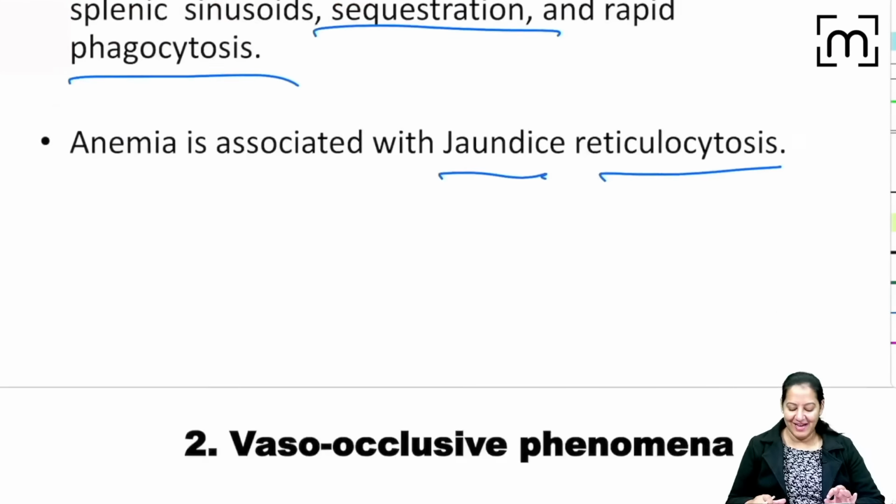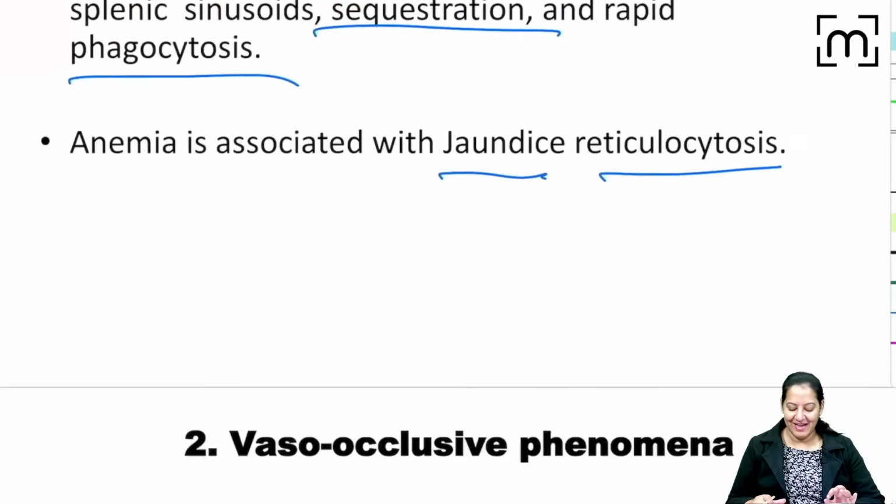You can find sickle shaped cells, you can find target cells, you can find hemoglobin bodies. This is a hemoglobin body, please appreciate it, an inclusion body in the RBC. Here also you can see the target cells. So on peripheral smear, these are the findings. Let's talk about ESR. Here ESR is reduced, right?